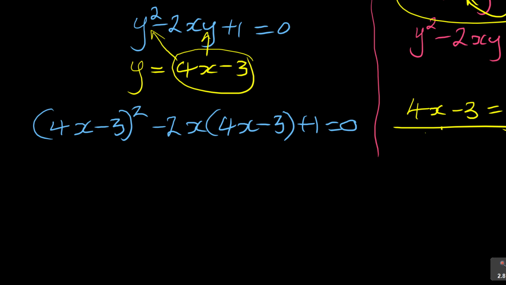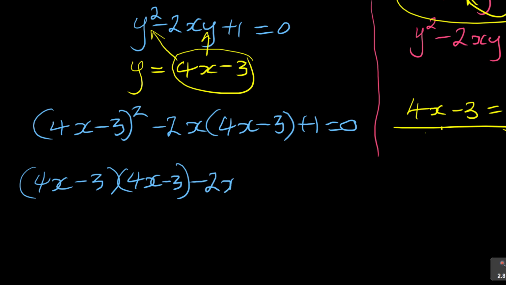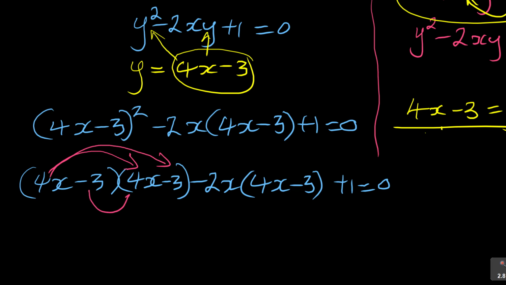What does that square mean? That square means open 2 brackets. That's what that square symbol means. So that you can say 4x minus 3, and another bracket is 4x minus 3. See? Then minus 2x, and then you still have your 4x minus 3 plus 1 equal to 0. Please avoid that. Now you open the bracket, expand. This multiplies and this multiplies. This multiplies and this multiplies. Even minus 2x multiplies and minus 2x multiplies.